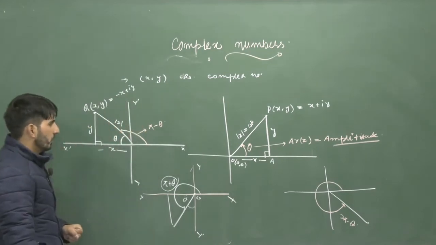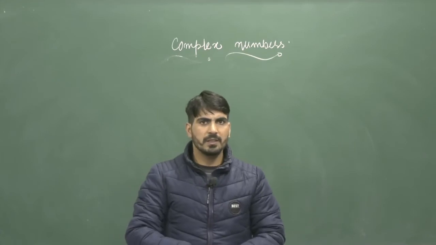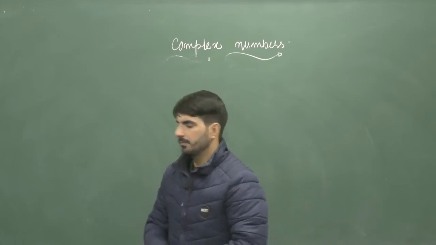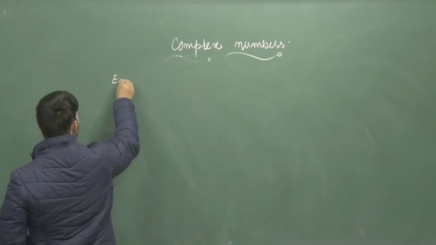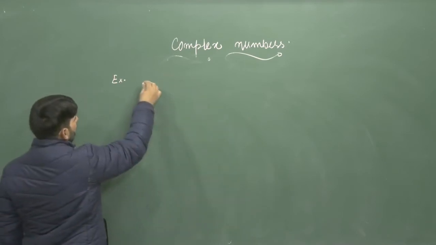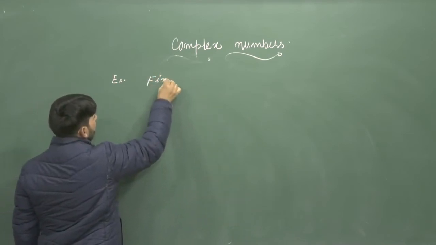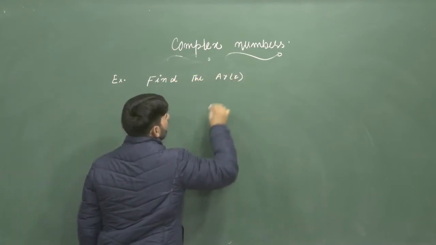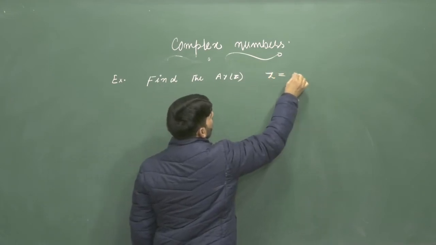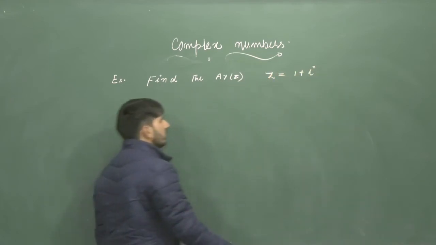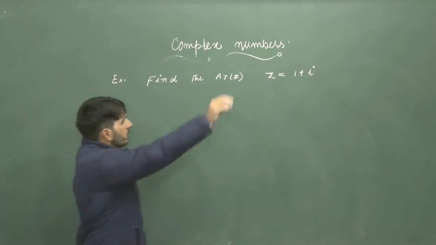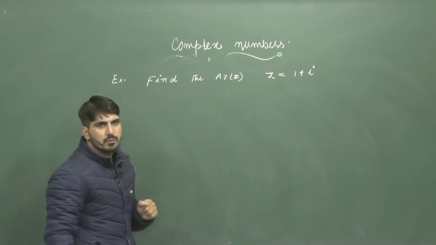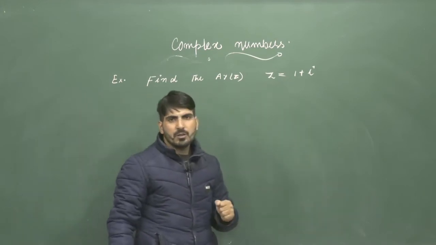Let's do some examples. Consider an example. For this example, we will learn how to find the argument of the complex number. For example, find the argument of the complex number z is equal to 1 plus iota. So here, the imaginary part of the complex number is positive, and the real part of the complex number is positive.